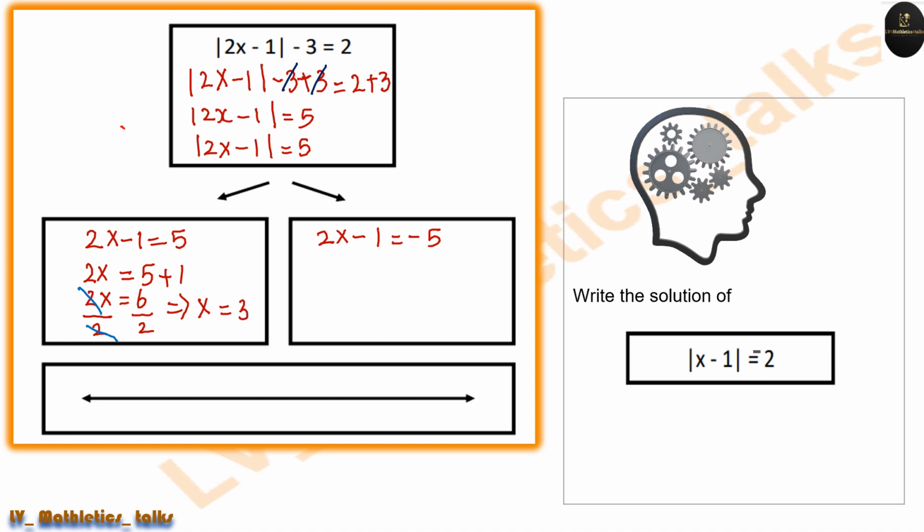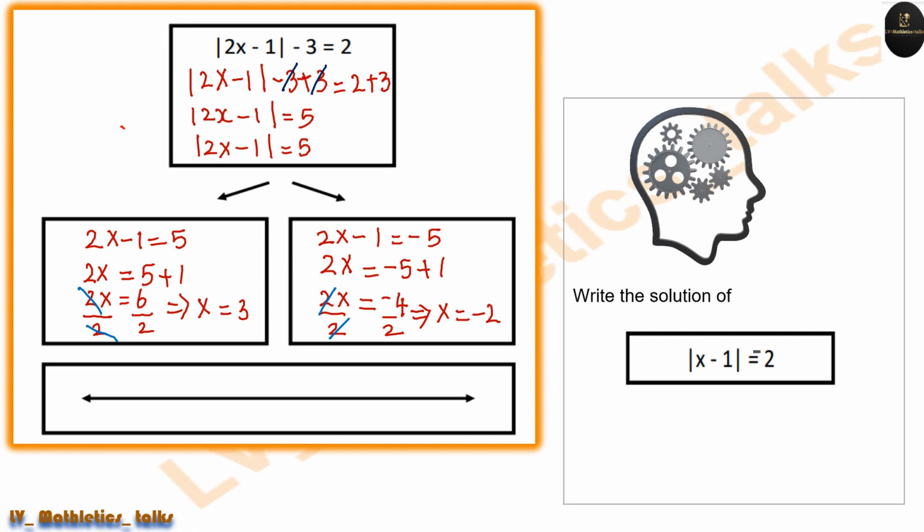Now let's solve the second part of the equation, which is 2x minus 1 equals minus 5. I transfer minus 1 to the right hand side, it will become plus 1. So this is minus 5 plus 1. So 2x is equal to, what is minus 5 plus 1? It's nothing other than minus 4. So now we can divide it by 2. So this implies 2x divided by 2, 2 and 2 get cancelled out. So I get x here. So x is equal to minus 4 divided by 2, which is minus 2. So I got the solution as x equal to 3 and x is equal to minus 2.